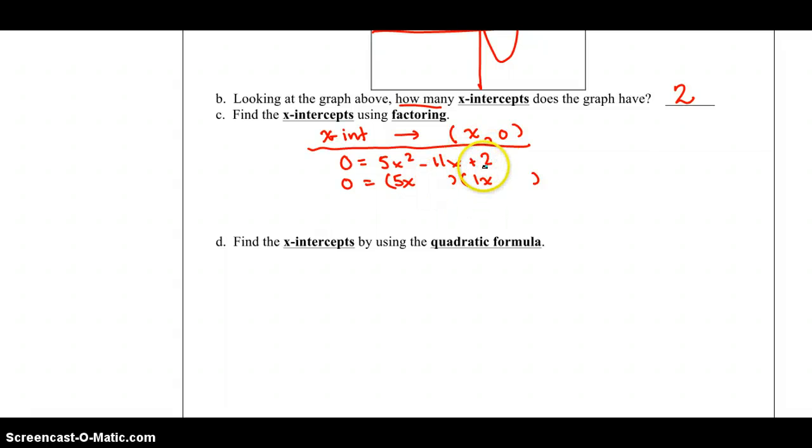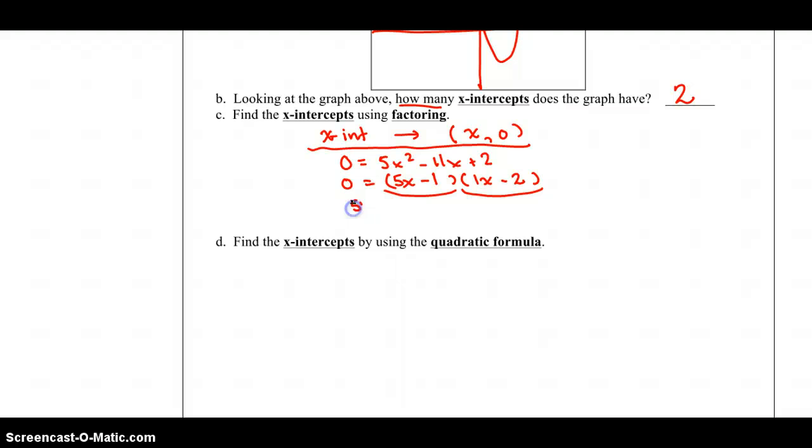And in here we've got plus 2. And if we play around a little bit with those, we'll see that what works is to put a -1 here and a -2 here. And so that's going to give us our -10x minus another x gives us -11x. Negative times a negative does give us our +2. So now we've got the product of two things equal to 0.